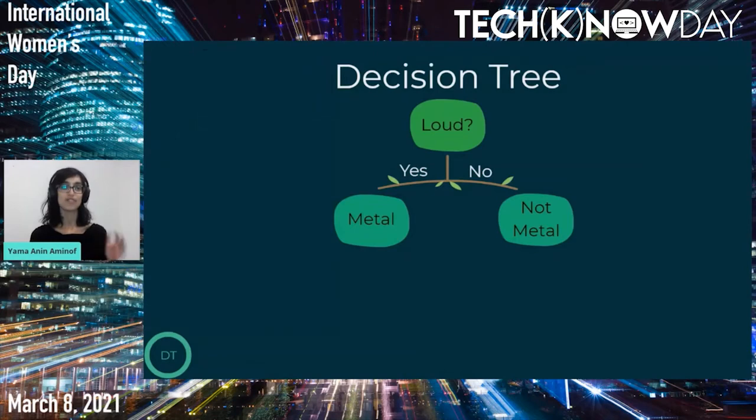So now that we have the features and the classes sorted, let's talk about decision trees. A decision tree asks questions and then separates the data by the answers. For example, if we want to build a decision tree for a binary classification between metal songs and non-metal songs, we can ask if the song is very loud. And since most metal songs are loud, we'll have more metal songs on the left and more non-metal songs on the right. But metal songs are more than just loud.